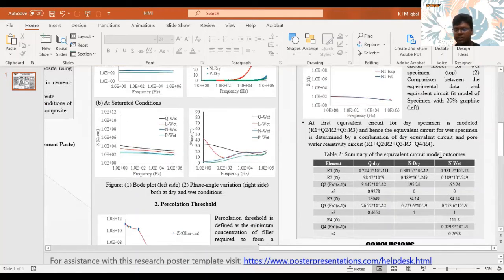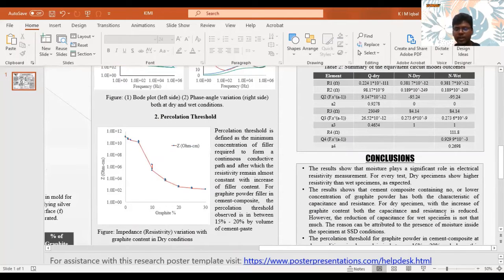This is the summary of the equivalent circuit model. For the N dry specimen, these are the values of R1, R2, Q2, A2, R3, A3. And you can see that we used these same values for the wet specimen. Then we found that for the wet specimen, there is cement, graphite, and also the addition of water, and this is the portion of the water.